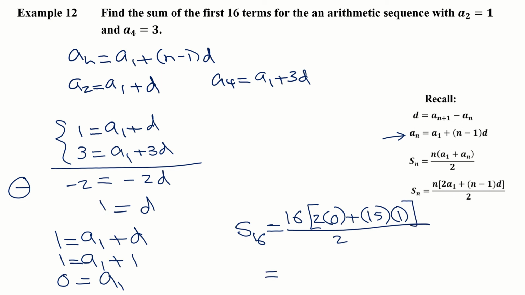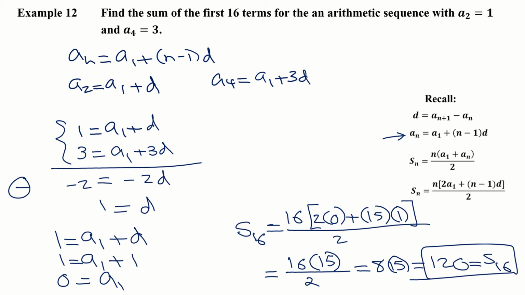So we end up with 16 times, that's just 0, right? And that's 15 times 1 is just 15. So you get 15 basically, right? And then over 2. So that's basically 8 times 15, right? So which is 80 and 40, right? So 120. And that's the sum of the first 16 terms of the sequence with a2 equals 1 and a4 equals 3.